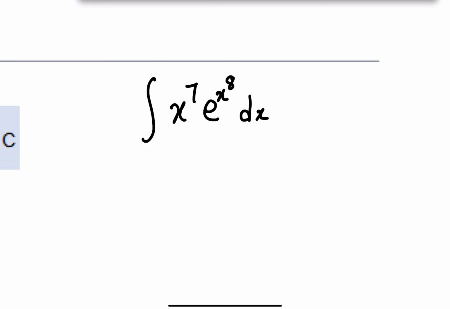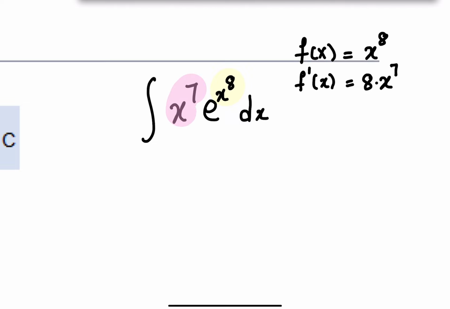Now, I am going to take x to the power 8 as my function. So my function f of x is x to the power 8. And now, the derivative of this function is 8 times x to the power 7. Now I'm going to look closely to see, yes, I do have the function and I do have the derivative. But if I look, the 8 is missing here. Do you see that? The 8 is missing.